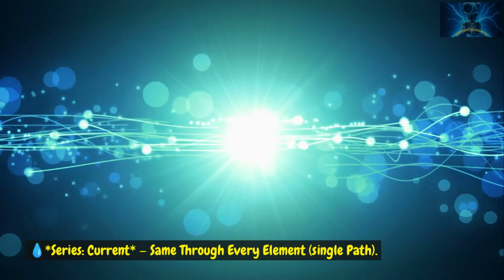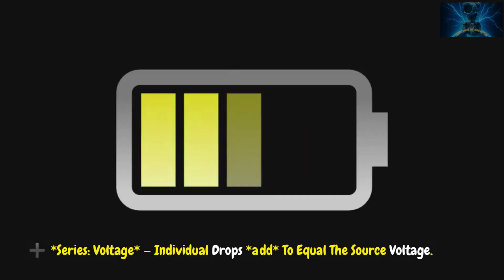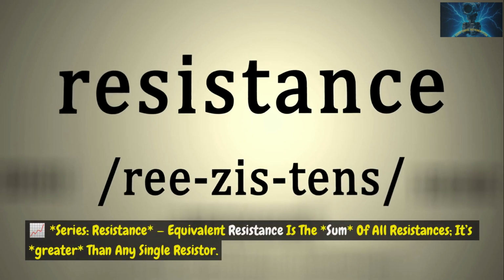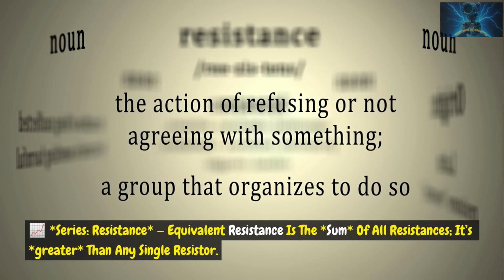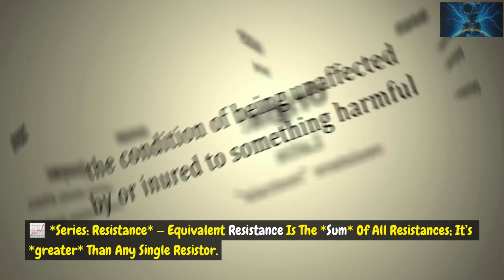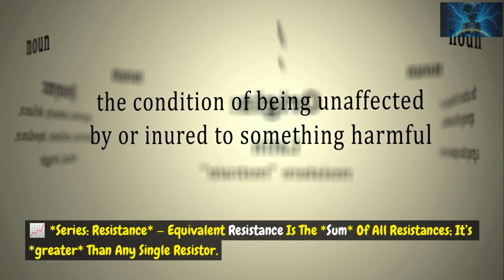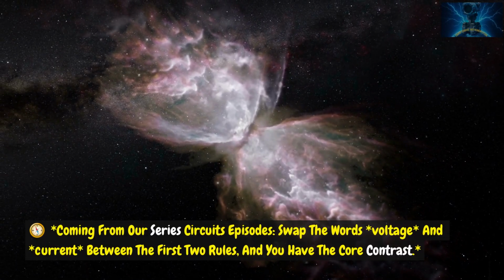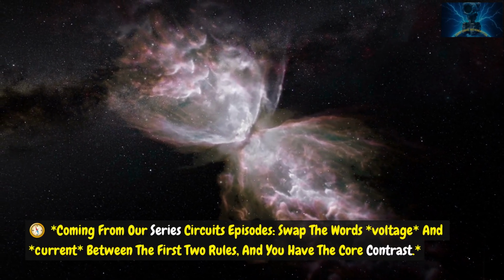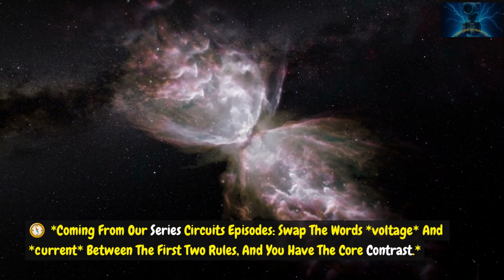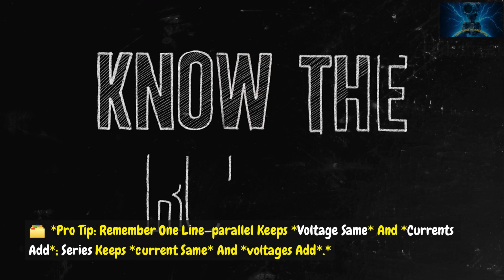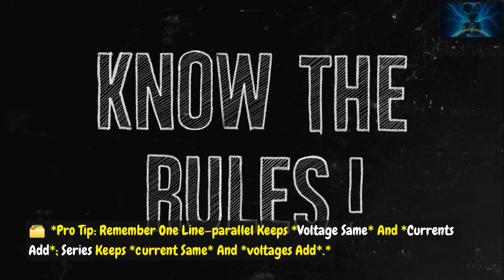Series, current: same through every element, single path. Series, voltage: individual drops add to equal the source voltage. Series, resistance: equivalent resistance is the sum of all resistances. It's greater than any single resistor. Coming from our series circuits episodes, swap the words voltage and current between the first two rules, and you have the core contrast. Pro tip, remember one line: parallel keeps voltage same and currents add. Series keeps current same and voltages add.